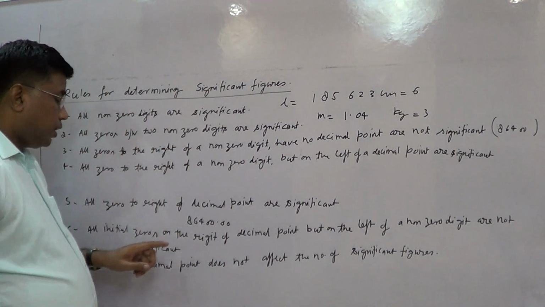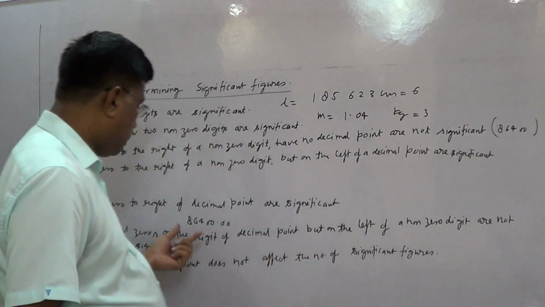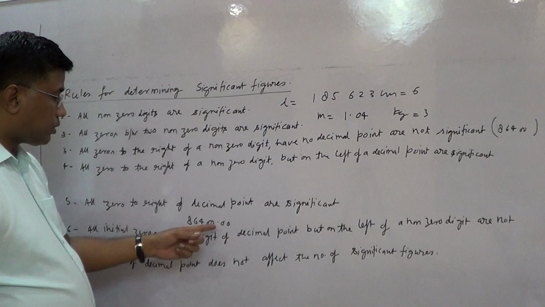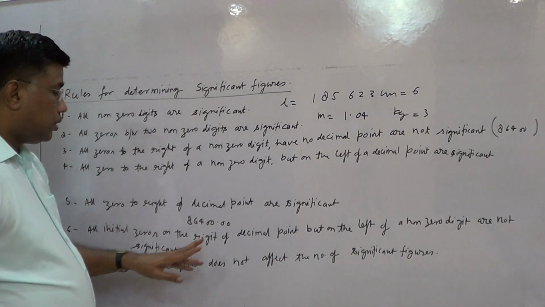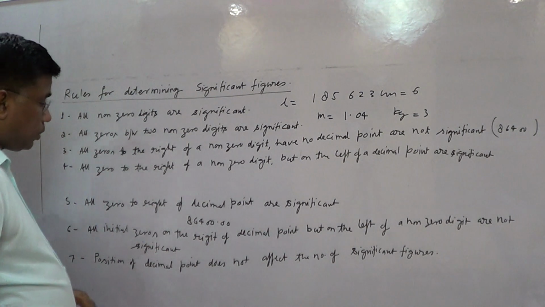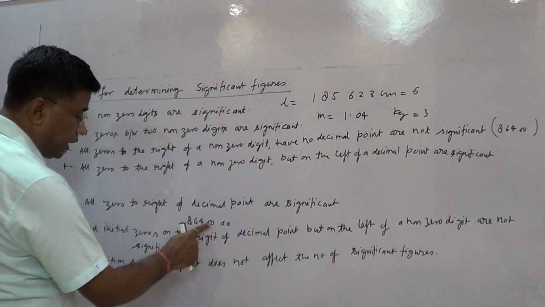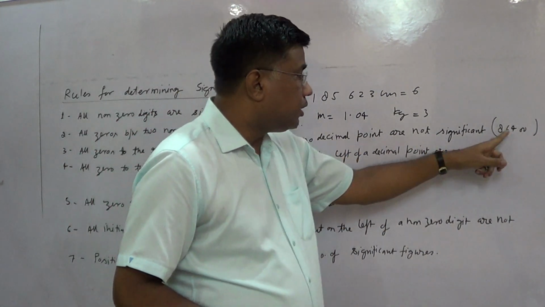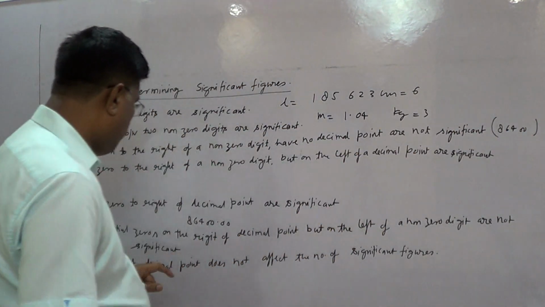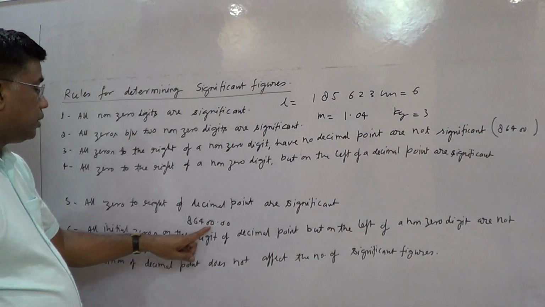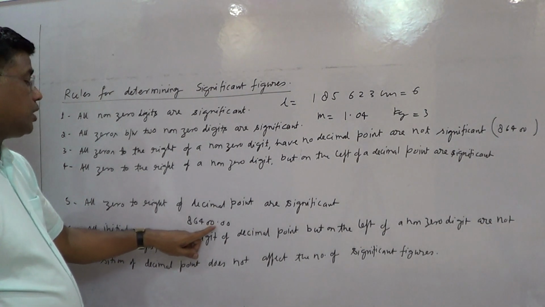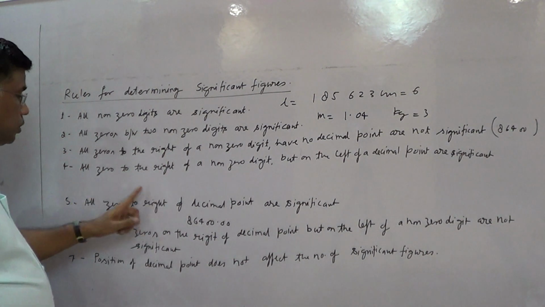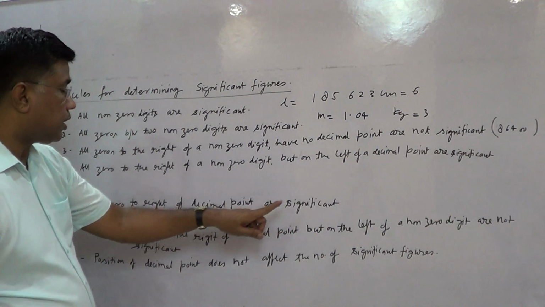For example, if we write this value in this way, in which I put a decimal point, and after the decimal point there are again two zeros written, then if there is a decimal point, these two zeros are called significant. Students, if there is no decimal point, then it is non-significant. But if there is a decimal point and these zeros are written before it, then it is significant. And according to this fifth law, all zeros to the right of the decimal point are also significant.